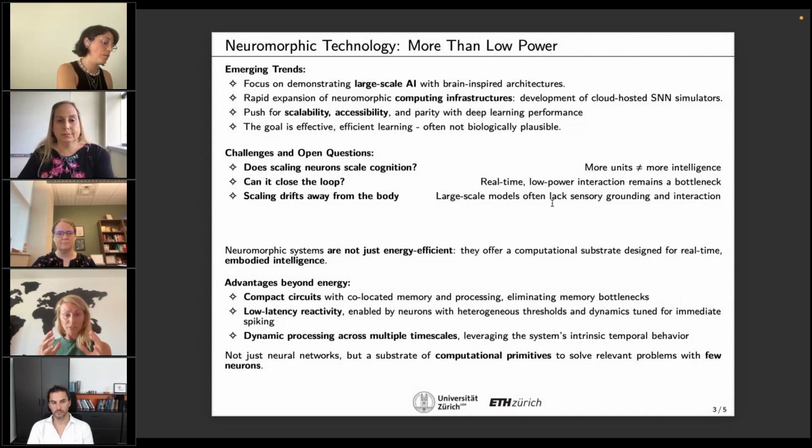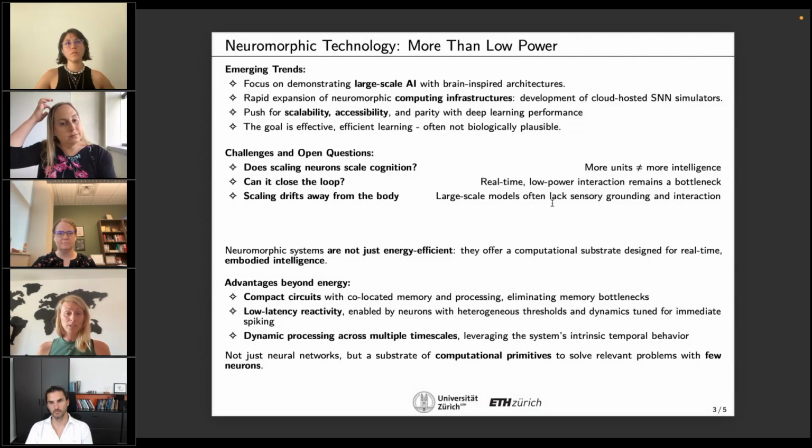So if we go back and think of the hardware, we can think of really the technology, so we can have an ideal substrate for designing real-time embodied intelligence. So we have multiple advantages. That is not just the energy efficiency, but it's, for example, having a compact device where we can have, again, this co-localized memory and processing, where we can eliminate the memory bottlenecks. Think, for example, of all the memristors line of research, where we can actually build in-memory computing. We can have a system that is very fast with a very high reactivity.